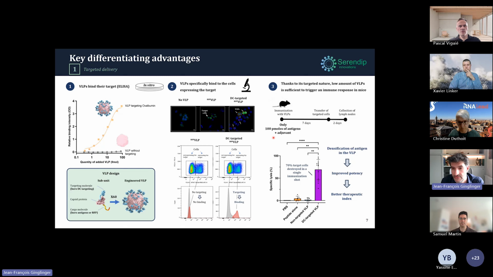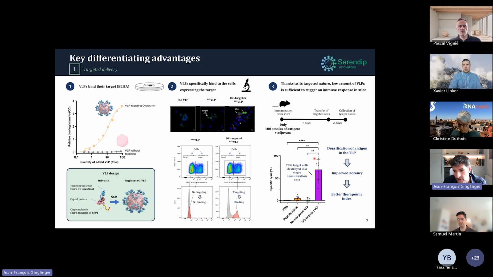It's an immunization design of mice in which only 100 picomoles of the antigen, in the form of a peptide, were allowed to trigger an immune response in mice. So if we move to the graph on the lower section, we can see that only the VLPs that simultaneously contain the antigen in the form of a peptide and are directed to the dendritic cells are able to produce a very efficient specific lysis in vivo.